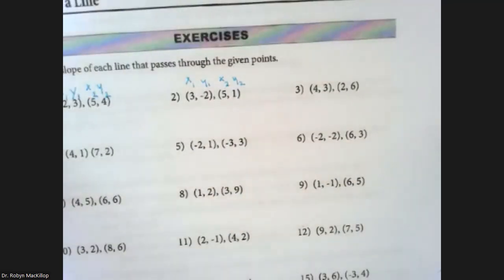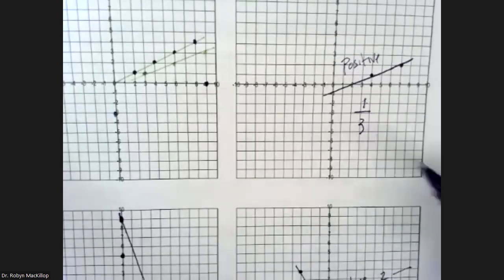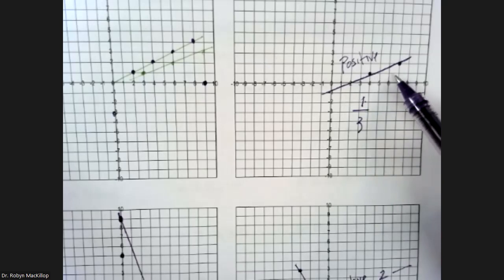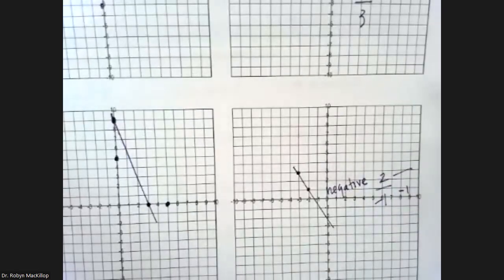And it's always a good idea to graph the lines and then double check. Count the boxes up and down between the two dots. Count the boxes across. That's up and down, rise, run, and see if they match.